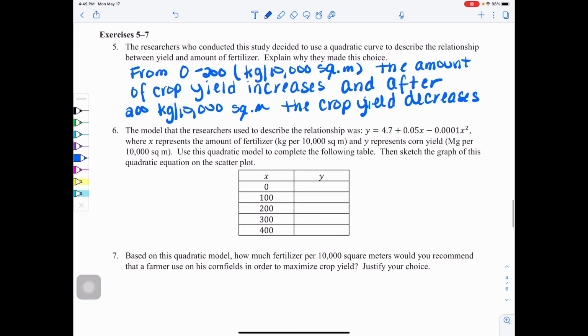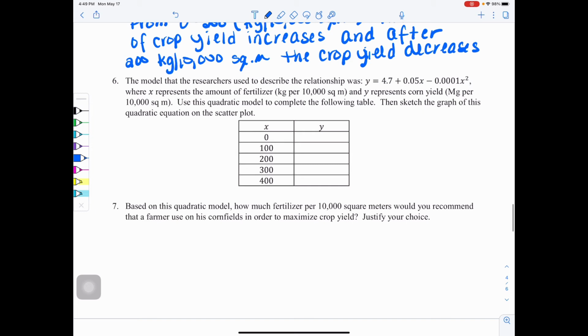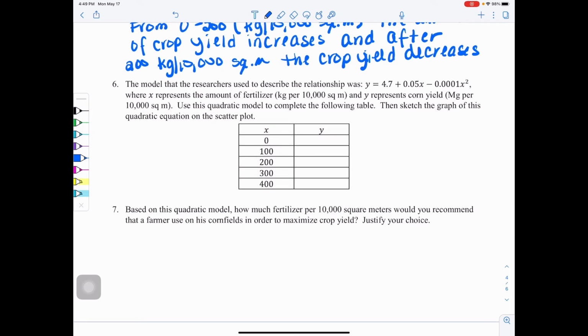Now in number 6, it says the model that the researchers used to describe the relationship was the equation that you see there, y equals 4.7 plus 0.05x minus 0.0001x squared, where x represents the amount of fertilizer and y represents the corn yield, and it has their units next to it. We're going to use this quadratic model to complete the following table, then sketch the graph of this equation on the scatter plot. So I already made a mark up here that I am going to erase. I was just making that mark initially so that you could take a look and see the general shape. We'll go back and make an actual perfected arc after we analyze question 6.